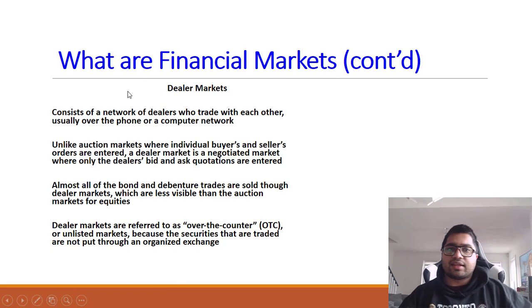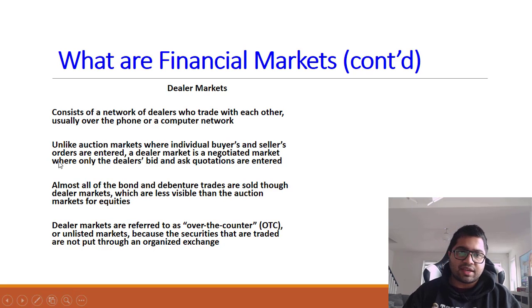The dealer market, so an example for a dealer market would be NASDAQ or over the counter. So a dealer market consists of networks of dealers who trade with each other, usually over phone or computer networks. Unlike auction markets where individual buyers and sellers orders are entered, a dealer market is a negotiated market where only dealers bid and ask quotations are entered. Almost all bonds and debenture trades are sold through the dealer market, which is less visible than the auction market for equities.